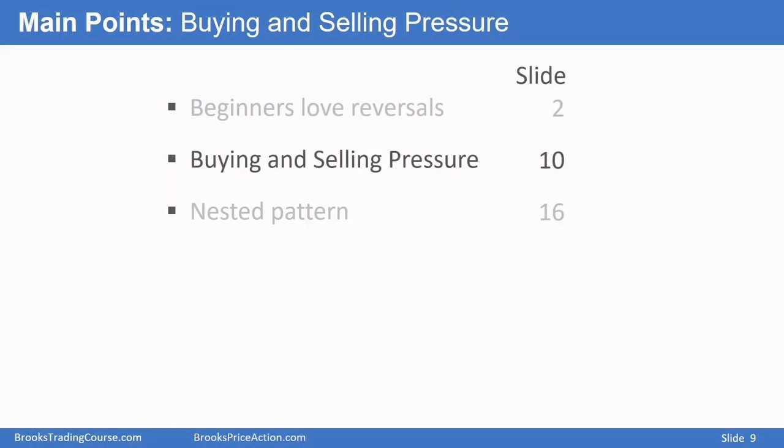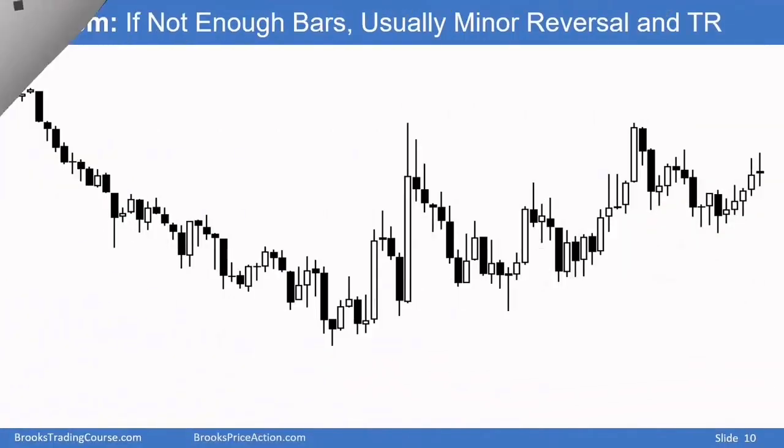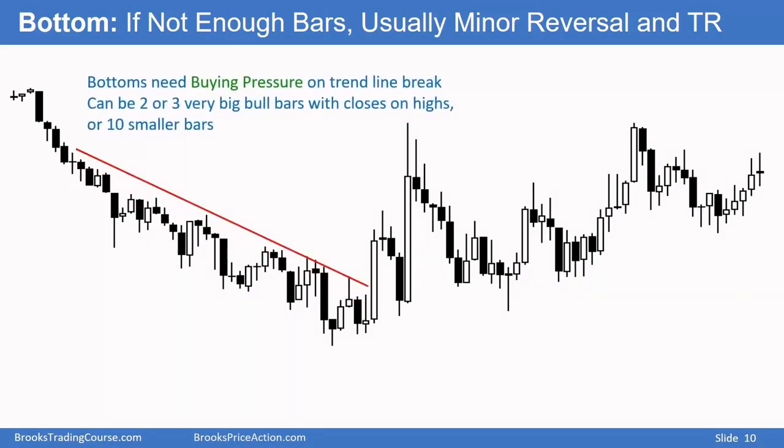I want to talk a little bit about buying and selling pressure, the earliest signs of whether the bulls or bears will win and create a breakout. If you're looking for a major reversal, that means you're looking for a big move, 2 legs, maybe 20 bars. That usually does not come from a small pattern. For a trend reversal, you need buying pressure. If you have a bear trend, you need buying pressure. And you can get that from 2 very big bull bars like this, closing on their high, but you can also get it from 10 smaller bars.